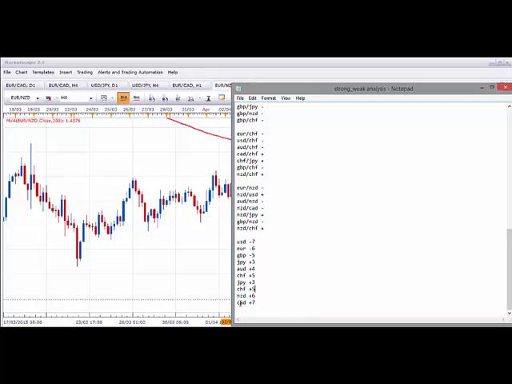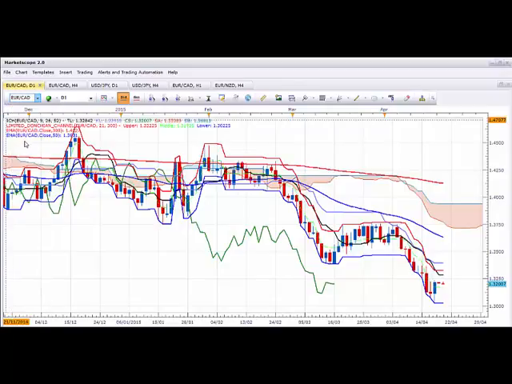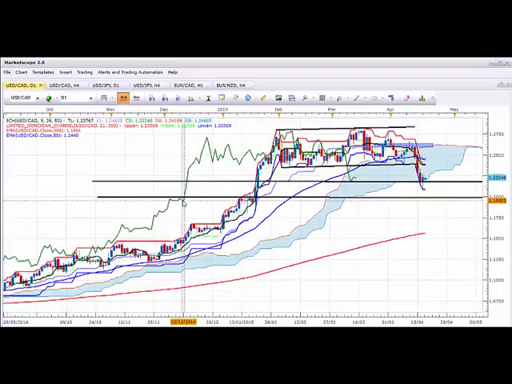So to put the odds in our favor, what would be good to do is to pair up US dollar CAD, for example. We know that the US dollar is quite bearish, quite weak in comparison to the CAD. So what we would like to do is go to US dollar CAD and look for any opportunities.